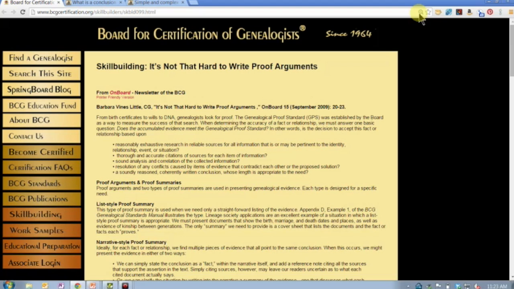Those proof arguments then can be dropped into a Word document, and that Word document can be attached as a media item in your tree. And so let me just show you some examples here.